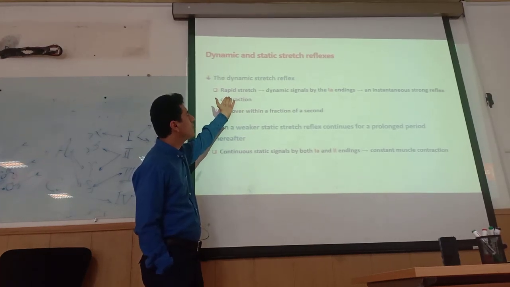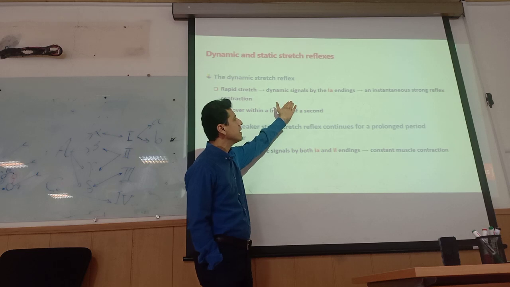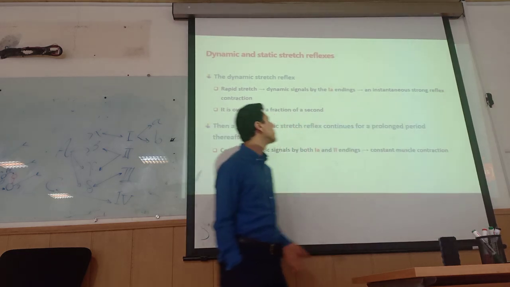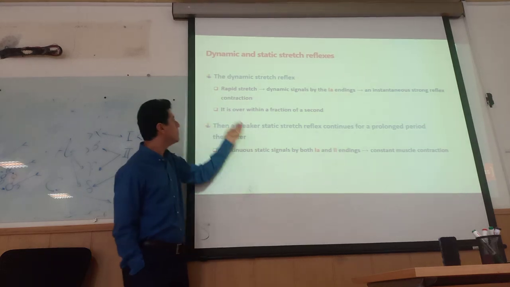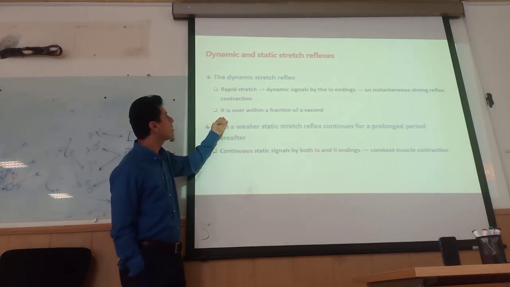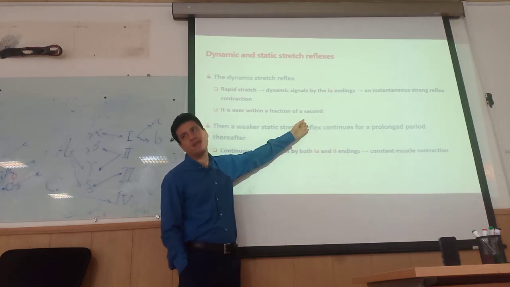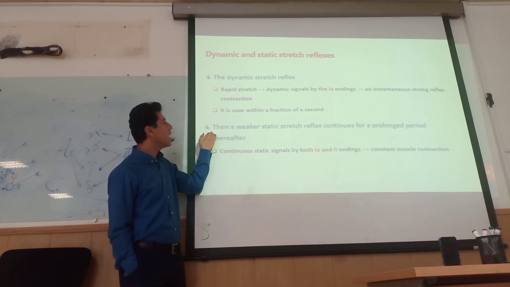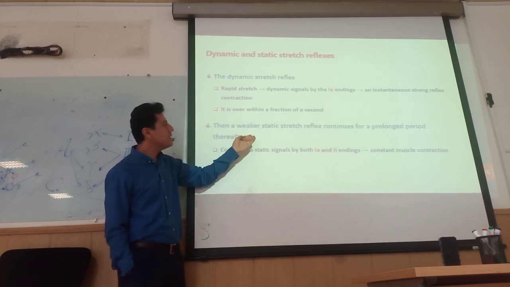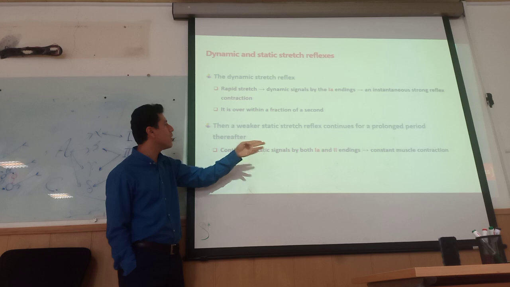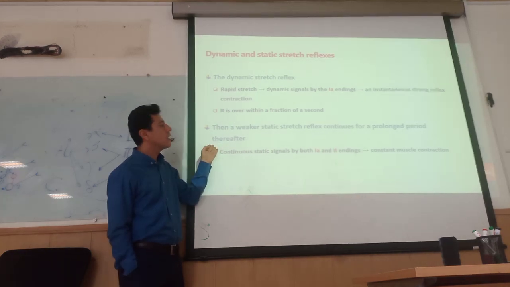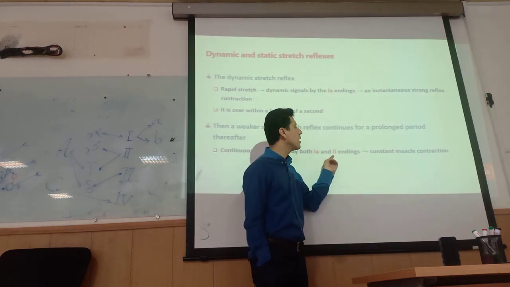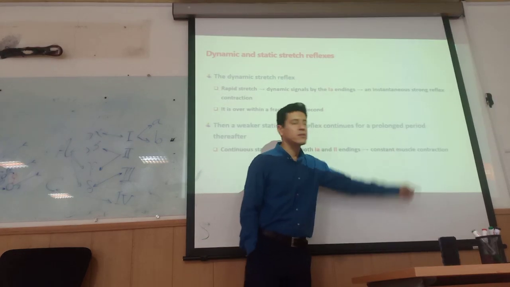Rapid stretch causes dynamic signals by 1A and B, which causes an instantaneous and strong reflex, right? But it's over within a fraction of a second. Everything happens transiently. Then, the static stretch reflex continues for a prolonged period. This happens because of the action of the 1A and 2A that cause constant muscle contraction.